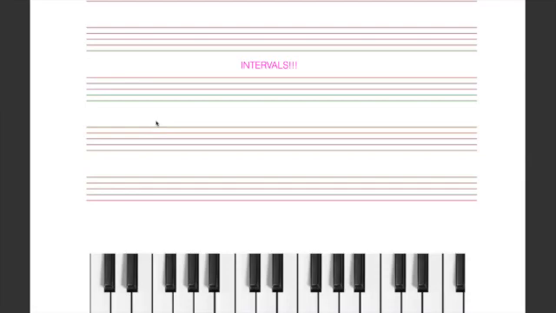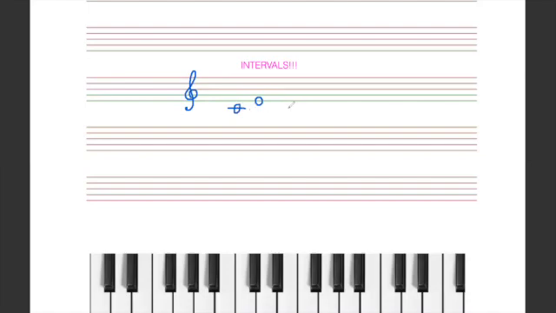Intervals. An interval is the distance between two notes in music. First of all, we're going to look at the distance number, or the interval number. This is your seconds, thirds, fourths, fifths, so numbers. If I have a C to an E, that would be a third.